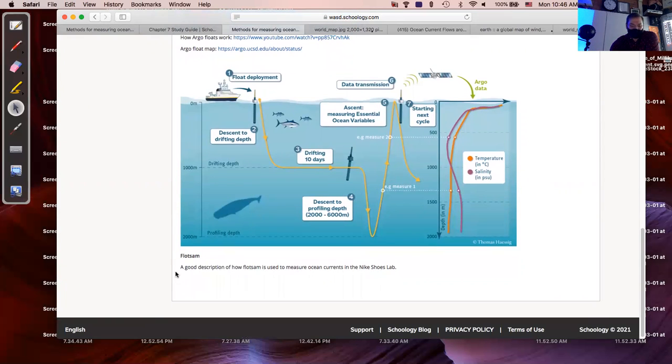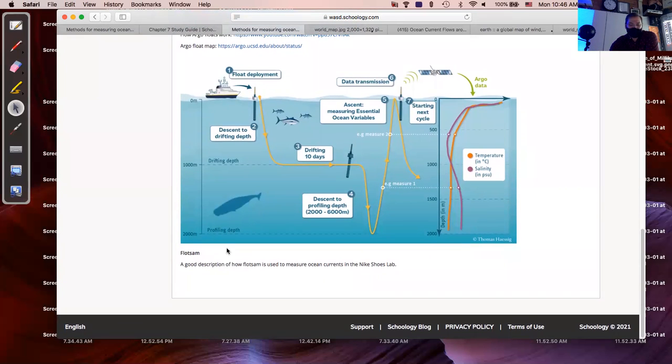The last method is the unintentional measurement of ocean currents by flotsam, like in the Nike shoes lab, to just say, hey, sometimes some crap ends up in the water. Maybe it's trash. Maybe it's stuff that got thrown overboard off a ship. We know where and when it was released. And then tracking the position and motion of that stuff lets you know about the direction of the currents.